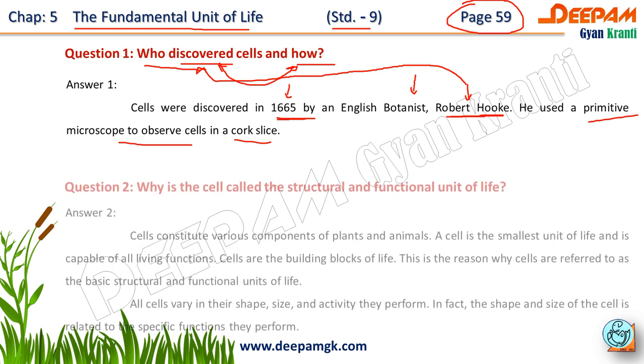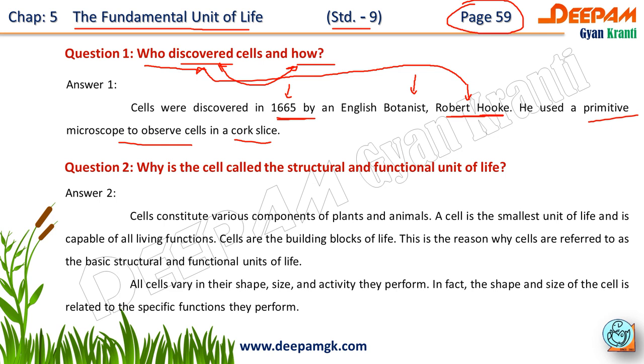Now the second question, question number 2. The question is: why is the cell called the structural and functional unit of life? Two things are asked. Cells are called one, the structural unit, and second, the functional unit of life. You must understand the question before you write your answer.